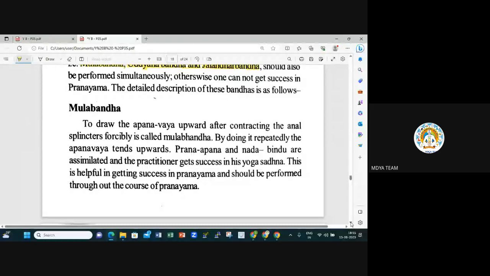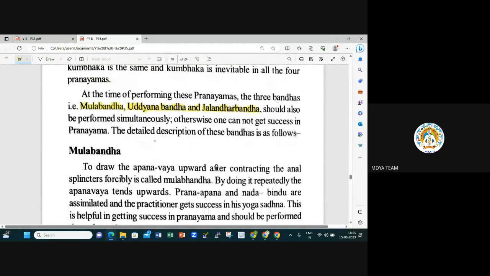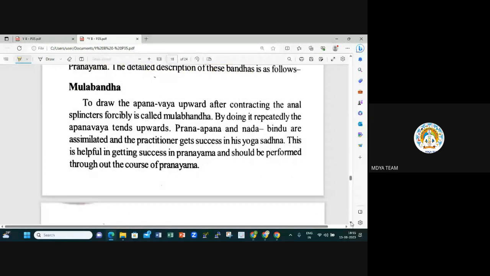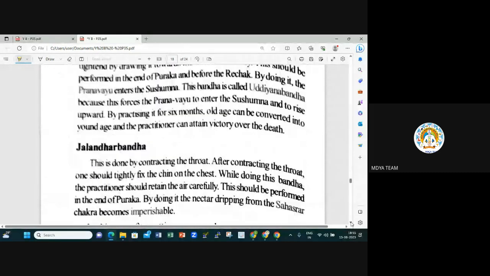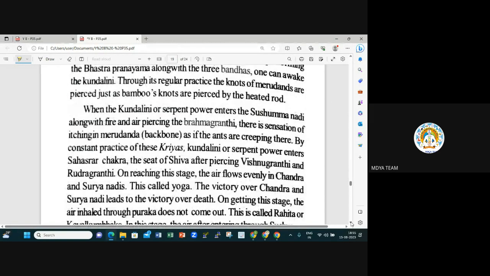So how many bandhas are described here? 3 bandhas: Mula bandha, Uddiyana bandha, and Jalandhara bandha. Most probably, but you may get a little bit of difference. Mula bandha, Uddiyana bandha and Jalandhara bandha. We will go inside all these bandhas. Don't be worried.